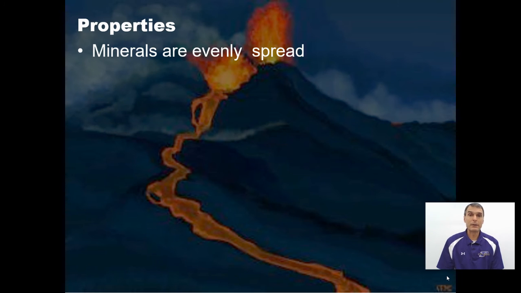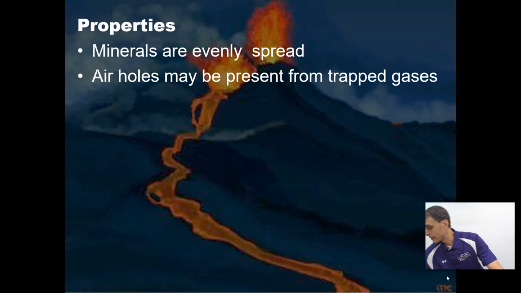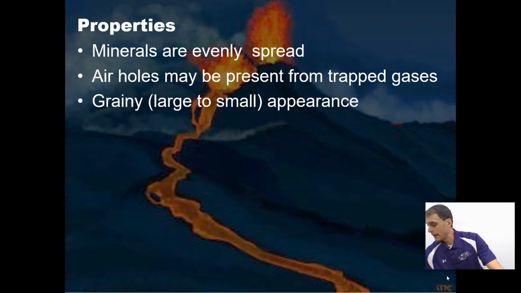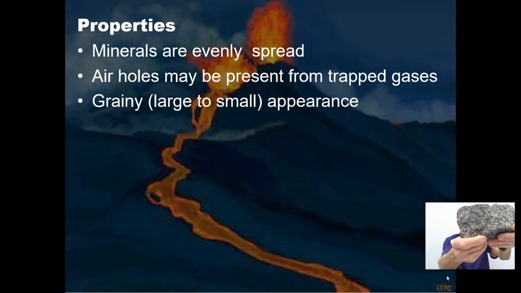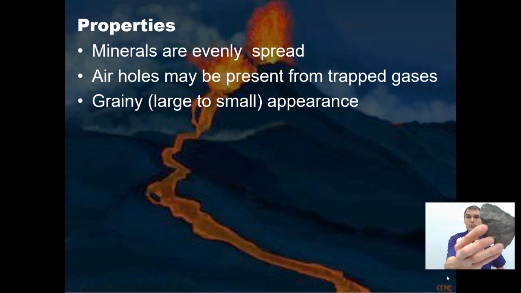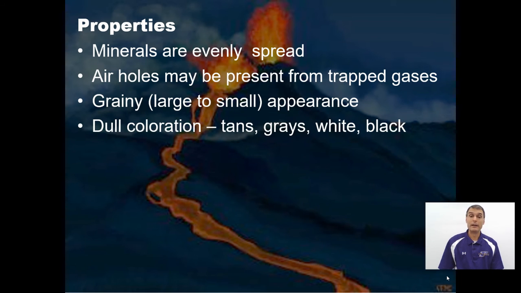All right, so what are some properties? Some things I've already talked to you about. The minerals are evenly spread like this, so we don't have bands or stripes or globs. They're spread throughout. They might have air holes in them, like this guy right here. And they might have large grains that you can see, these large crystals, like in this one, you can see the speckled look to it. Or they might be small and hard to see, like this piece of basalt where you can't really see the different individual mineral crystals. They tend to have dull colors, so dark colors, grays, tans, blacks, whites, just not very exciting colors, nothing bright or vibrant.